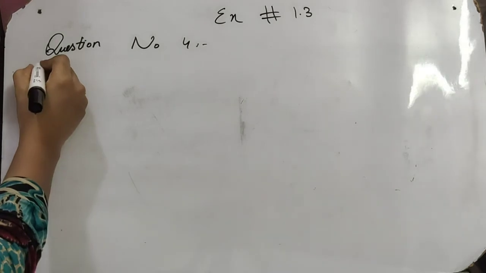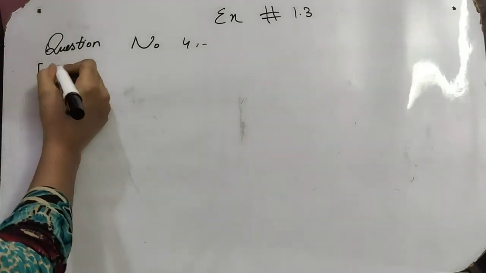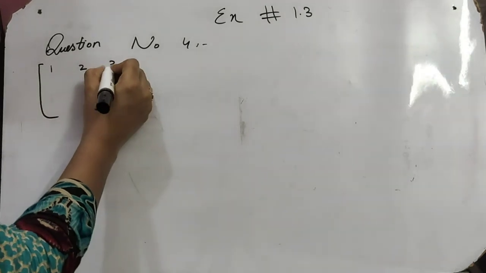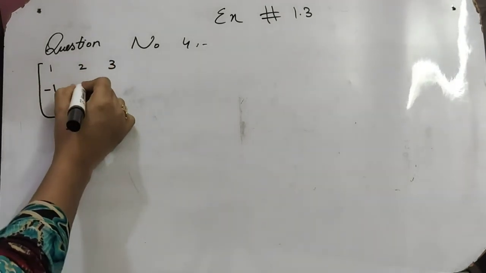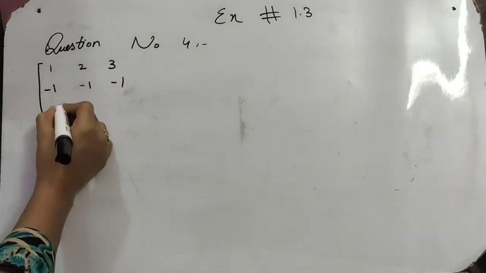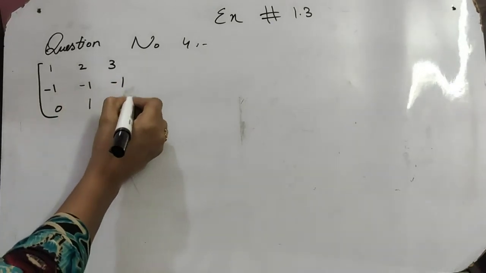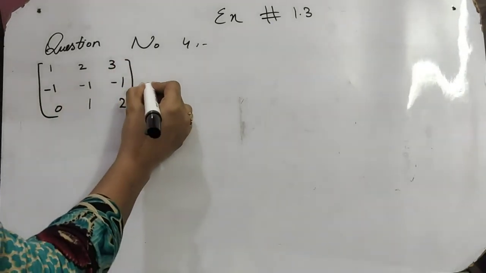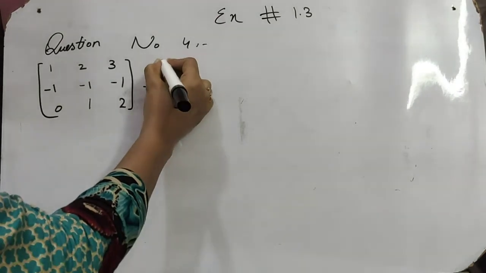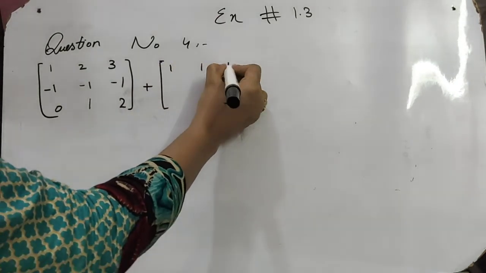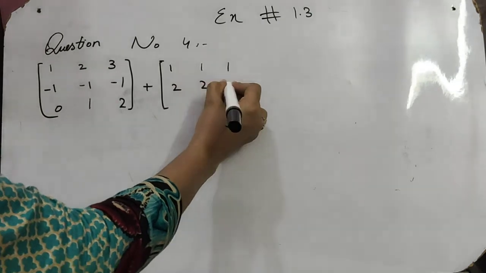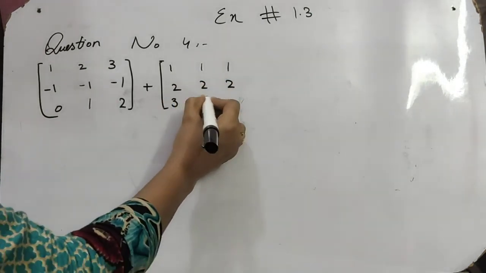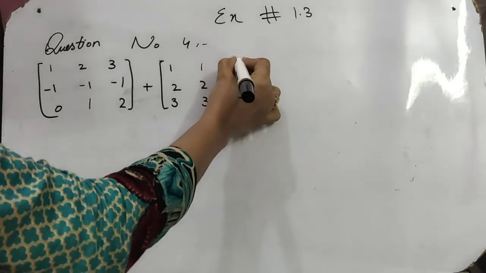Now the fourth part. Fourth part is [1 2 3; -1 -1 -1; 0 1 2] plus [1 1 1; 2 2 2; 3 3 3].